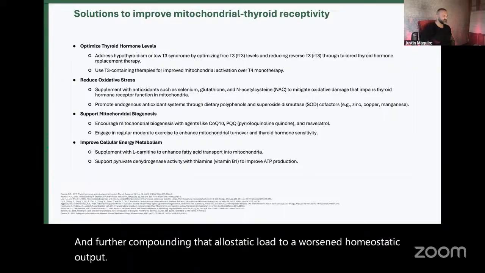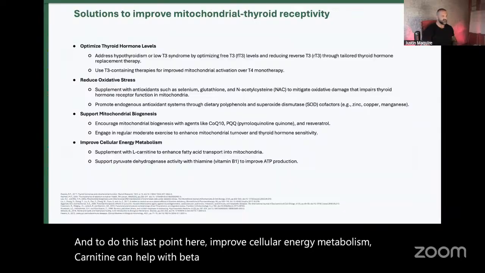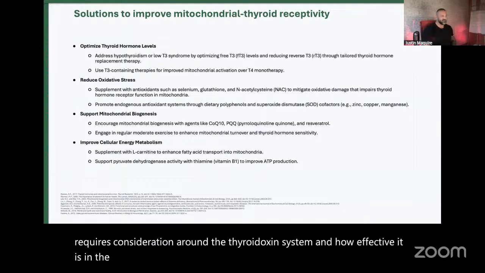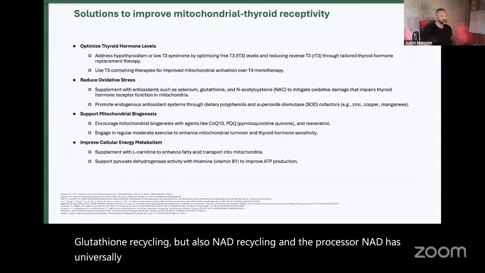And to this last point here, improve cellular energy metabolism. Carnitine can help with beta oxidative processes. Again, carnitine also requires consideration around the thioredoxin system and how effective it is in the process of glutathione recycling, but also NAD recycling and the process that NAD has universally in purine synthesis.